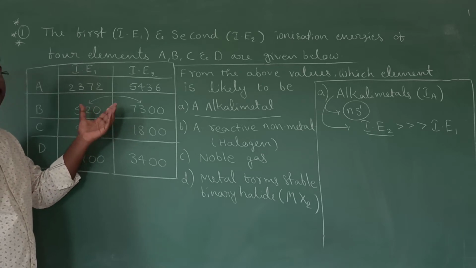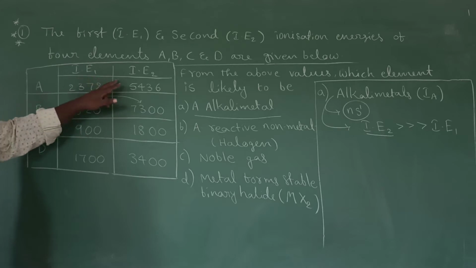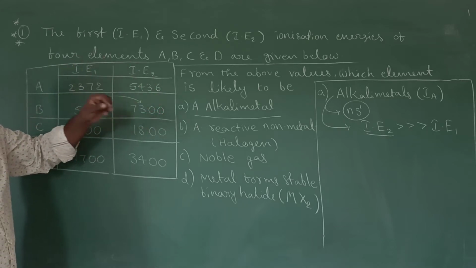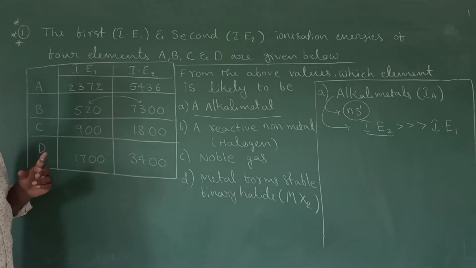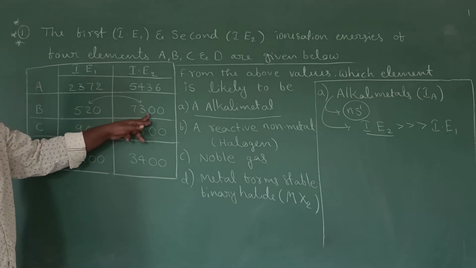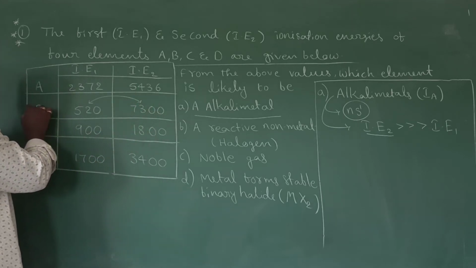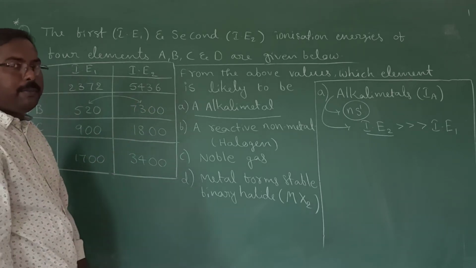Not even 7 times. See, here it is 520. In all the previous cases it is just double or just more than double, right? But this one is a very big value. The second highest value is very high. In the case of which element? Element B.